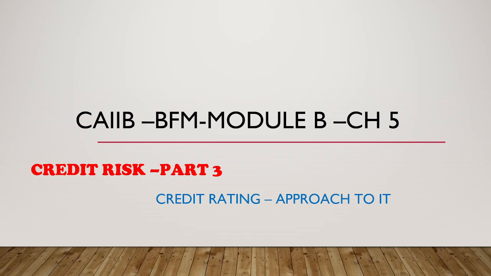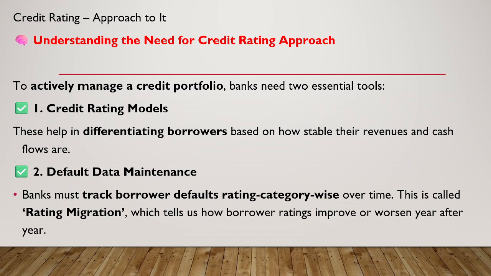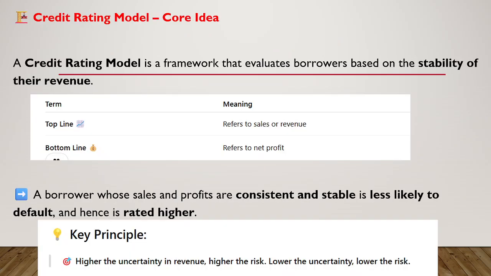To manage credit risk effectively and proactively, banks need two things. One, a well-designed credit rating model to assess borrowers before lending. Two, a system to track default data category-wise to understand how reliable those ratings were over time. Together, these form the foundation for sound credit decision-making. So, what exactly is a credit rating model?